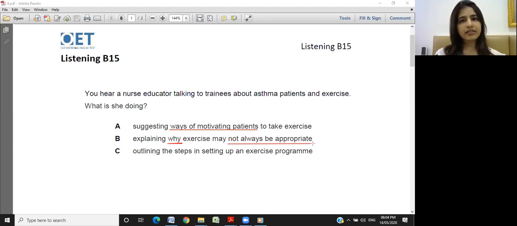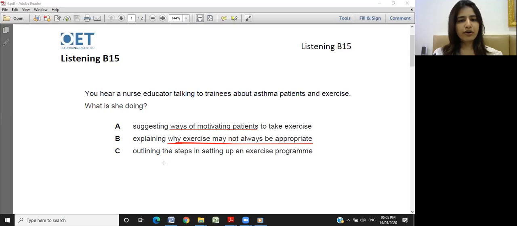on to give reasons. For example, she may give an example of a very elderly person, and then she may say that if they exercise, then they can have this complication, so they should not exercise. So if B is the correct answer, then she might be explaining in what situation they should not exercise or in what situation patients with asthma should not exercise and why they should not exercise.